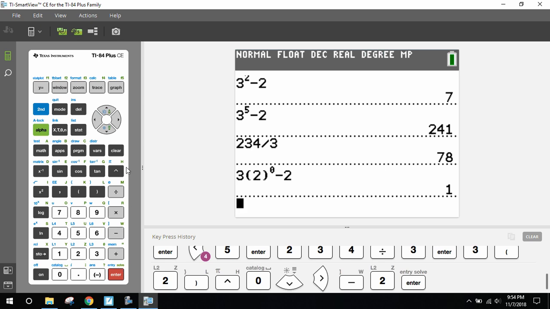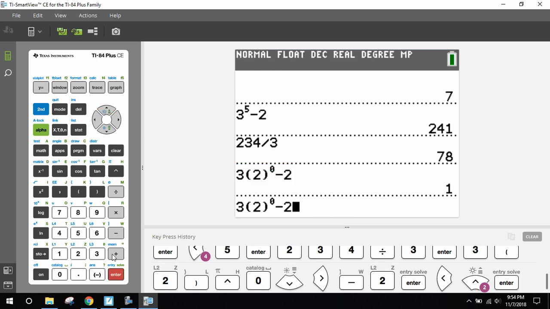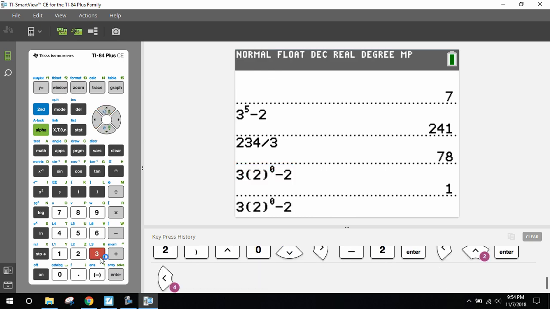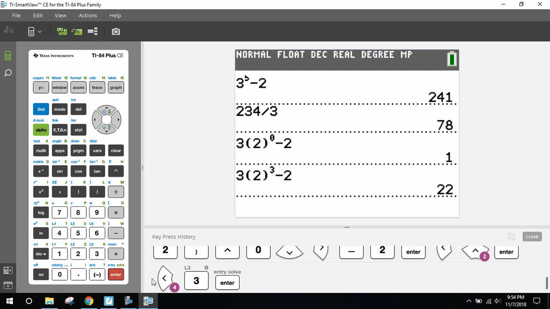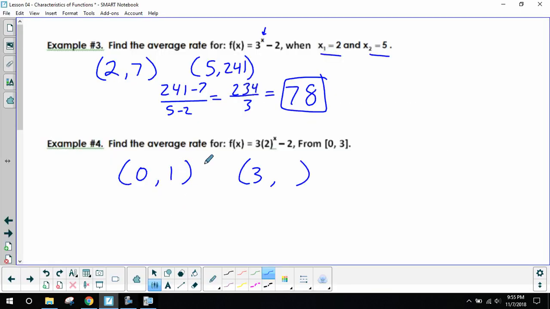Alright, let's go put that equation back in, and then I'll change that to a 3. And then we get 22. So 1 and 22. Again, using the formula that we were just talking about. Let's see, 22 minus 1 is 21, over 3, basic mathematics, 7.